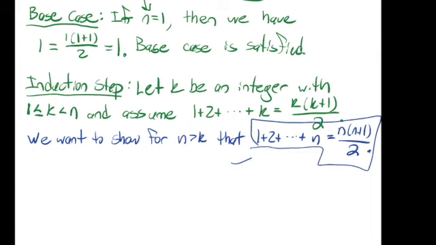Usually a good place to start is with the left side of that equation, and then show that we can get the right side of that equation. So I'm just going to write it out like this. If I sum up the first n integers, I would take 1 plus 2 plus 3 all the way up to n minus 1 plus n. Does anybody see how we can use the induction hypothesis at this point?